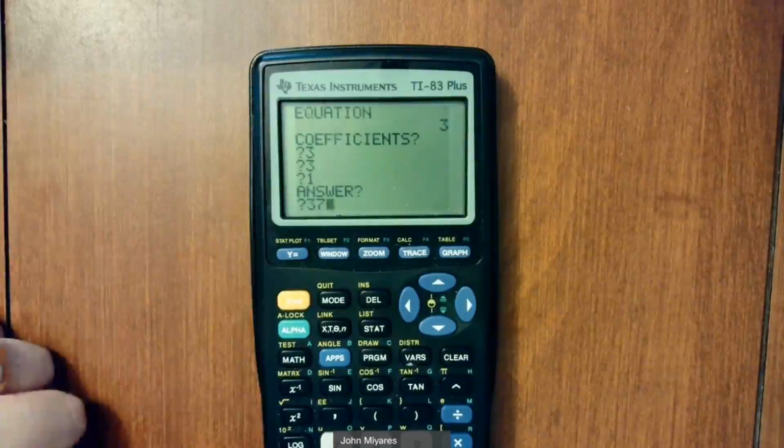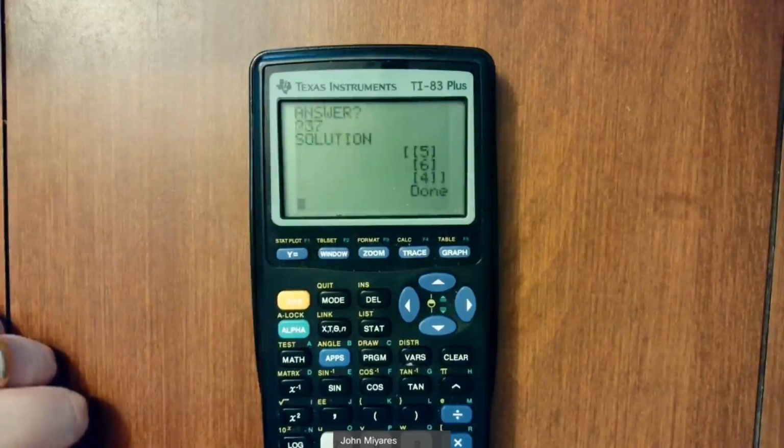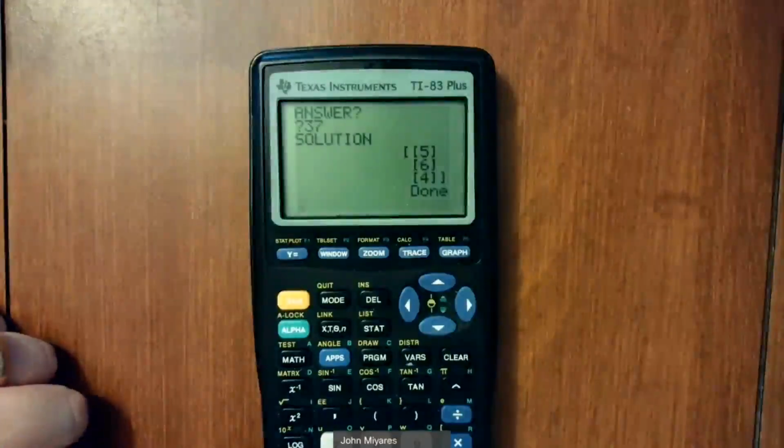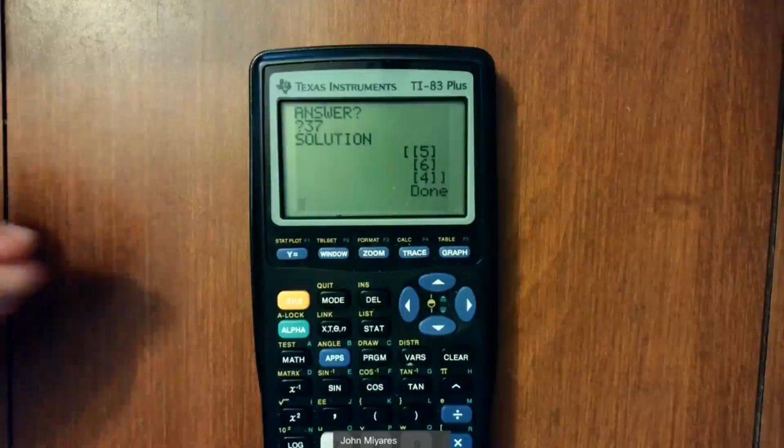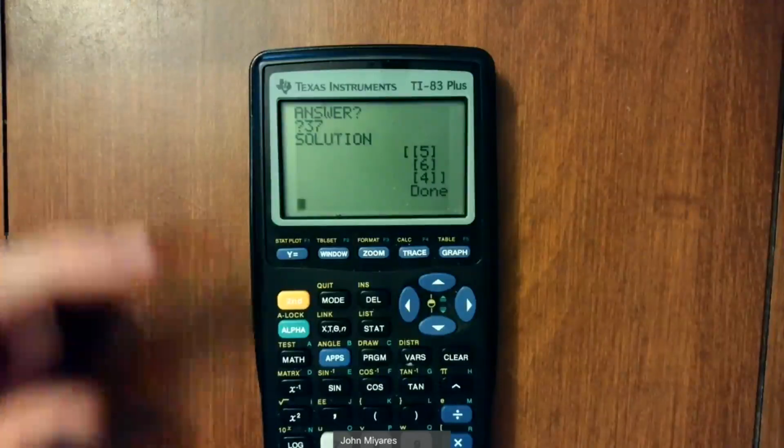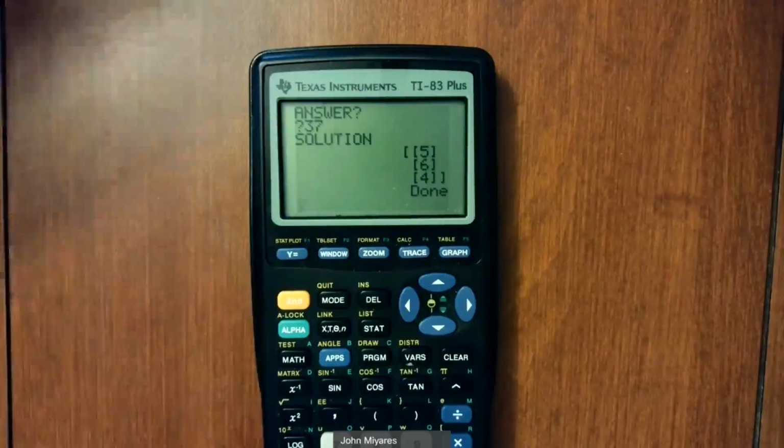So now when I hit enter, it's going to tell me the solution right away. The solution is going to be 5, 6, 4, which is what I had before. X equals 5, Y equals 6, and Z equals 4.